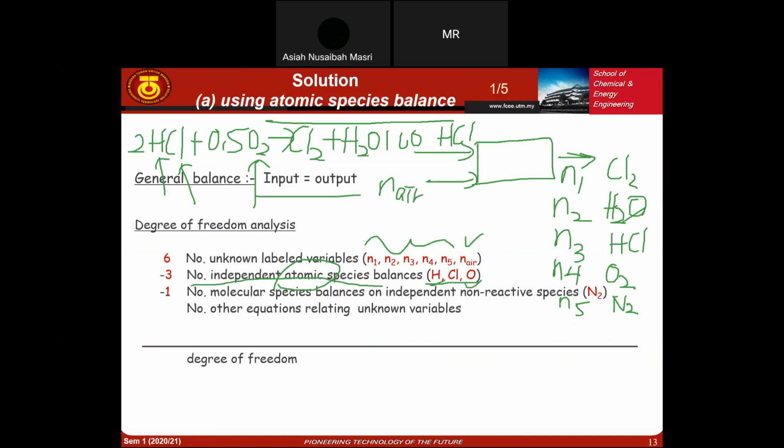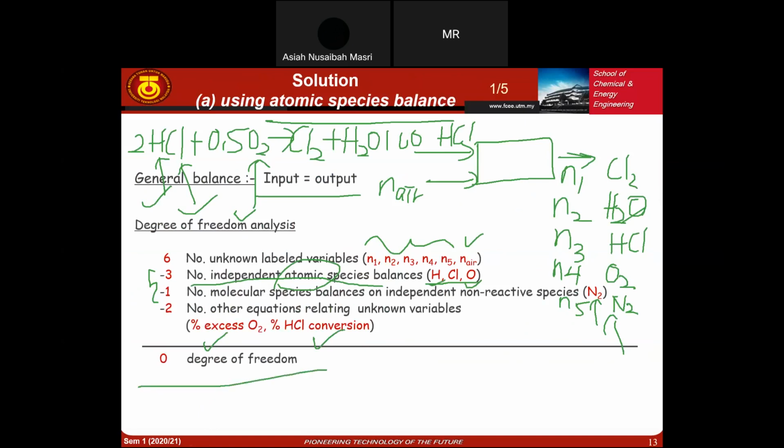And then we have the number of molecular species balances on independent non-reactive species. This is nitrogen. But if you get confused, you can simply choose both. So we have hydrogen, we have Cl here, we have oxygen here, then we have N from here. So in total, we have 4. So minus 4. And let's see, do we have any more specification? Yes, we do. We have 2 specifications. One is the 35% excess of oxygen, and then 85% HCl conversion. So 6 minus 3 minus 1 minus 2, you get 0 degrees of freedom.